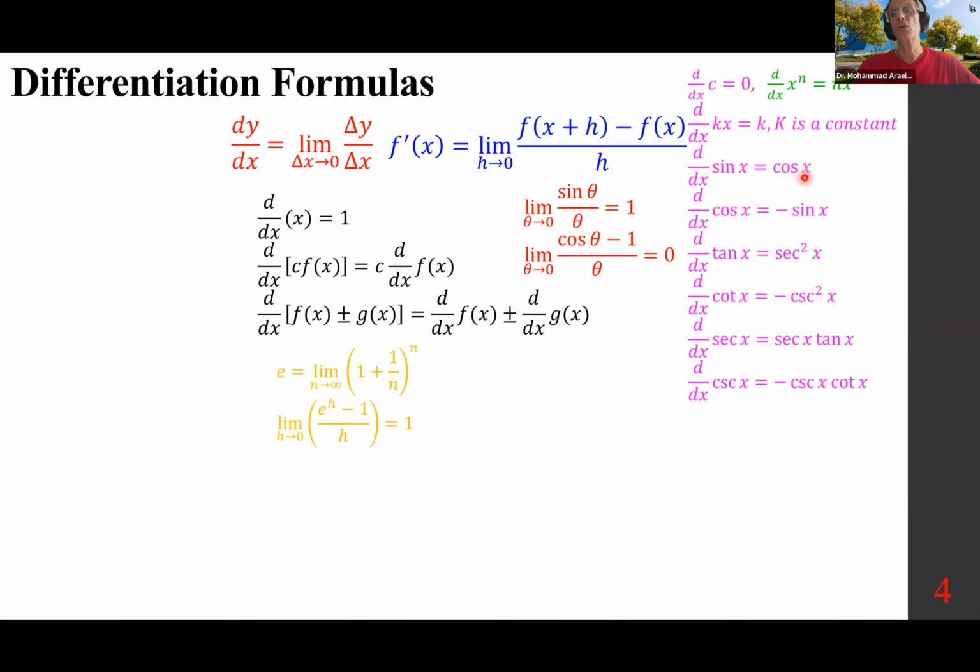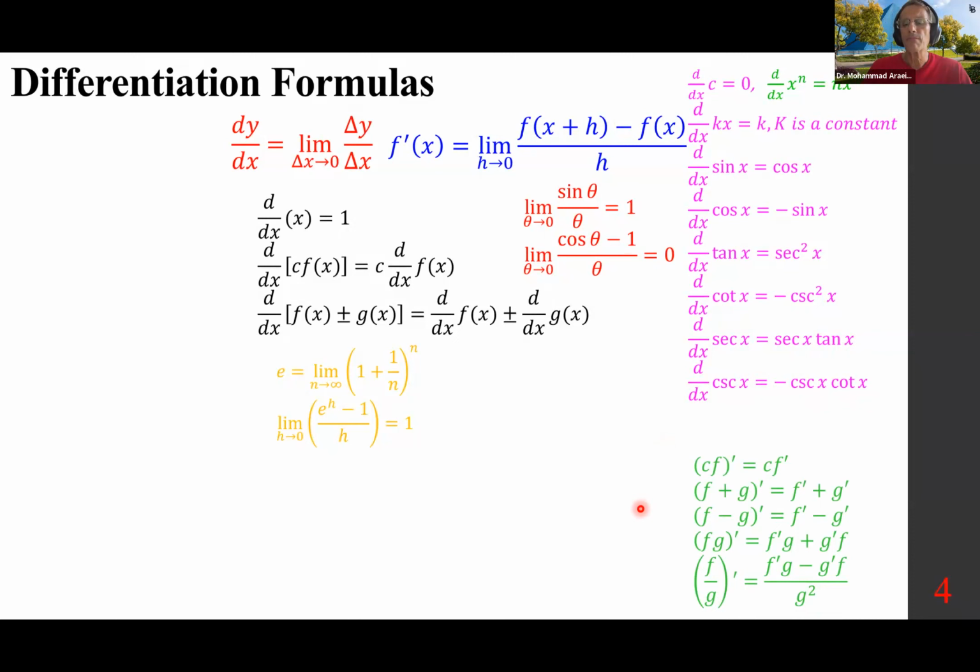The derivative of sine is cosine. The derivative of cosine is negative sine, and you can look at the proof if you want in your basic PowerPoints. The derivative of tangent is secant squared. Cotangent is minus cosecant squared x. Secant x is secant x tan x, and cosecant, the derivative of that is negative cosecant x cotangent x. This is what we are going to look at for now. But there are other formulas.